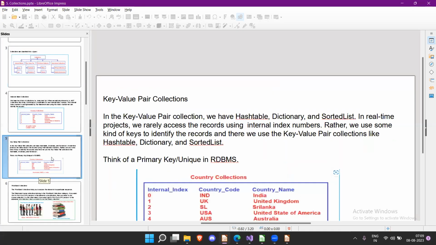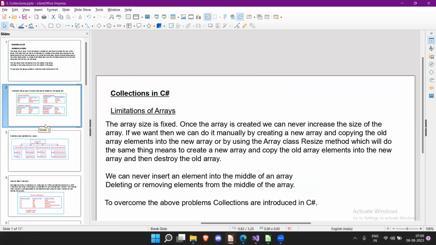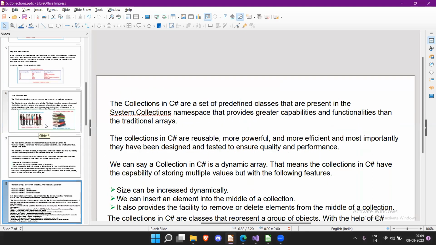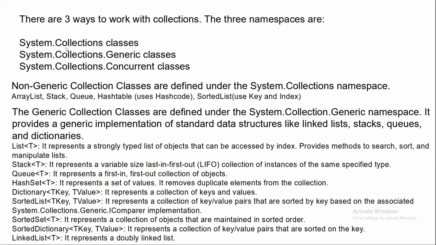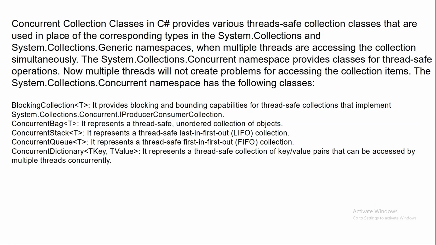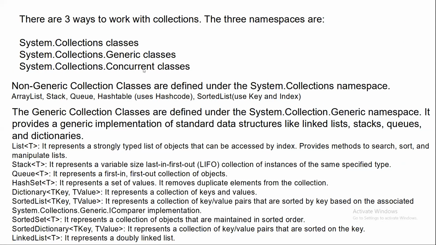As I explained here, to overcome the problems with the non-generic collections, we have these generic classes. You see, stack, queue, hash set, sorted list are as good as the same. That's why I'm not going to repeat the same stuff. You can just Google it and see what kind of methods each generic class has. And concurrent classes, I will explain when I cover multi-threading. That way, we have covered all three different kinds of classes for collections.